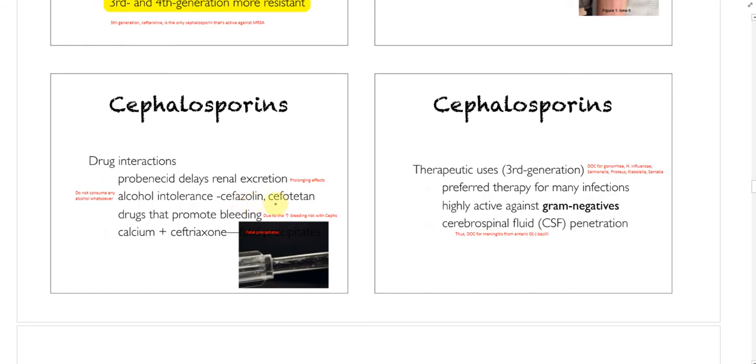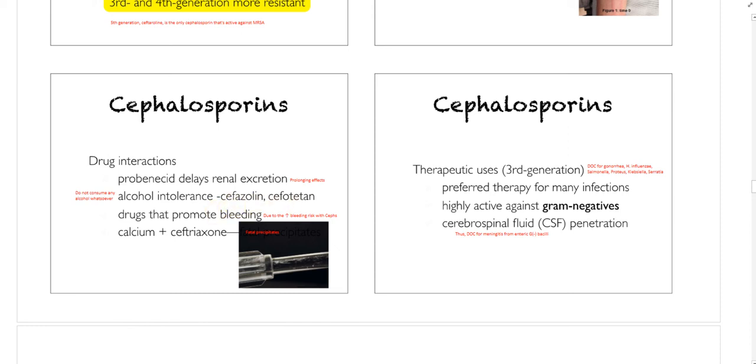With cefazolin and cefotetan, they cause alcohol intolerance. I can't remember exactly what that promotes. I think it was some Diflucan-like reaction, or it was this weird reaction that I don't remember ever being taught. And it's very, very dangerous. So we need to really encourage our patients never to have any alcohol while taking cefazolin or cefotetan.